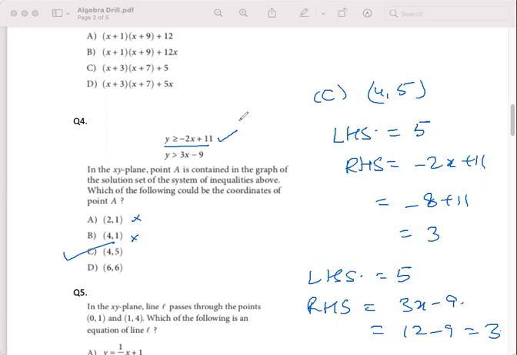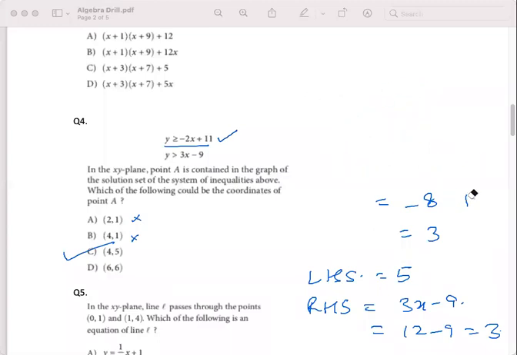You can work on D and you will see that it won't satisfy both the inequalities. Let's actually just quickly do that as well, just to confirm.